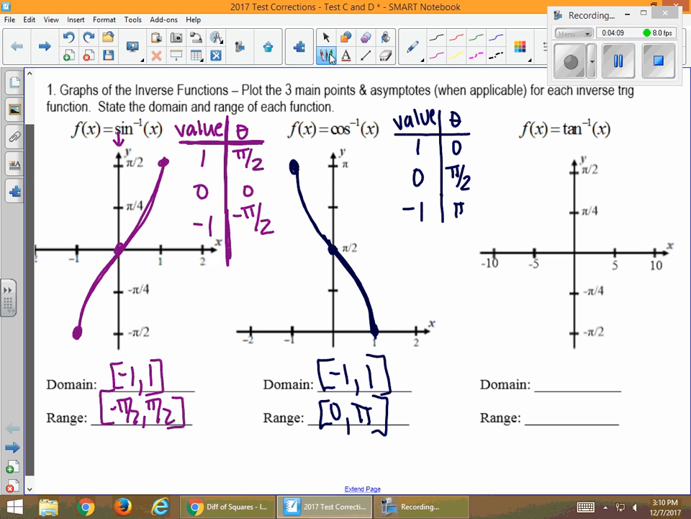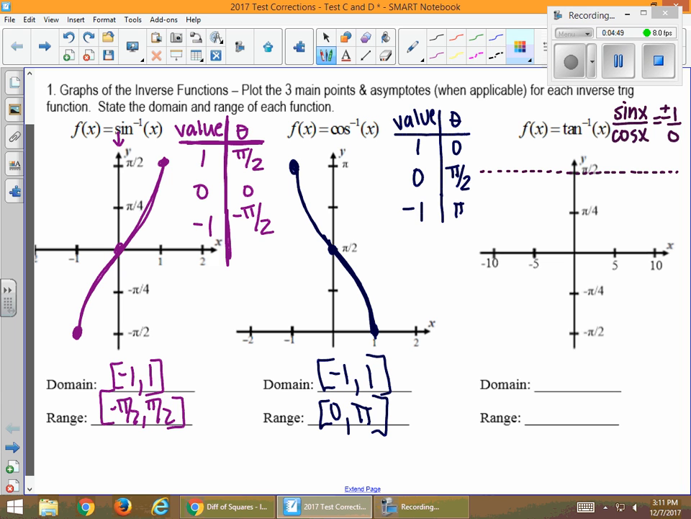All right, for tangent, if you look at your y-axis here, we have negative pi over 2 to pi over 2. The thing about pi over 2 for tangent is that at pi over 2, your tangent value is undefined. So remember, tangent is sine over cosine, and tangent is undefined anywhere that cosine is 0. So when sine is positive 1 and cosine is 0, that happens at pi over 2. So it's going to cause this asymptote here. And we're going to have a horizontal asymptote at pi over 2.